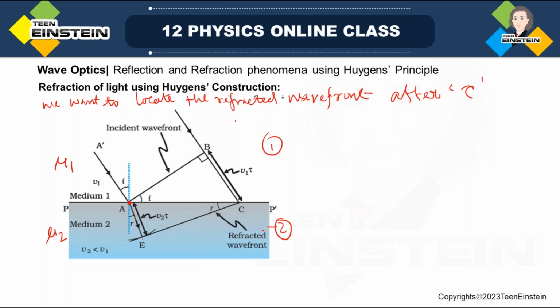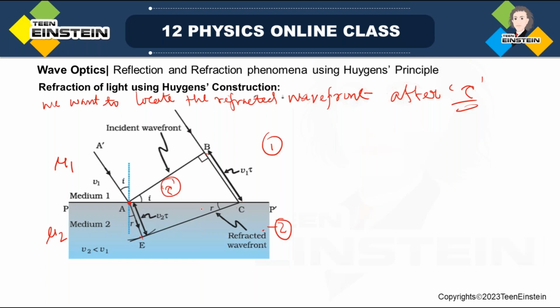By the time, suppose I have written that after time tau, after means after reaching point A, we are just waiting for tau time. Okay, tau time, and after that we are just going to see the shape and size. So by the time this B point reaches C, a secondary wavelet will actually move in the second medium up to E.